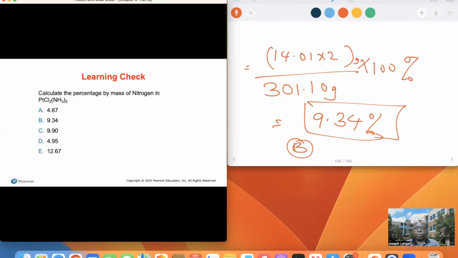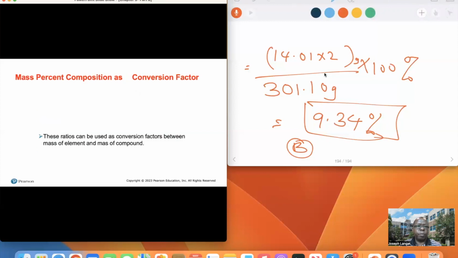Please try with your calculator. We have 2 nitrogens. Look at how I'm multiplying 2 times 1. Don't forget to multiply by 2. If it was chlorine, it is going to be times 2. If it was hydrogen, 2 times 3, 6 hydrogens times the atomic mass of hydrogen. If it was platinum, it's going to be the atomic mass of platinum at the top over the molar mass times 100. Sometimes, because of the rounding off of the atomic masses on the periodic table, the total should add up to 100. So the correct answer for that is B.